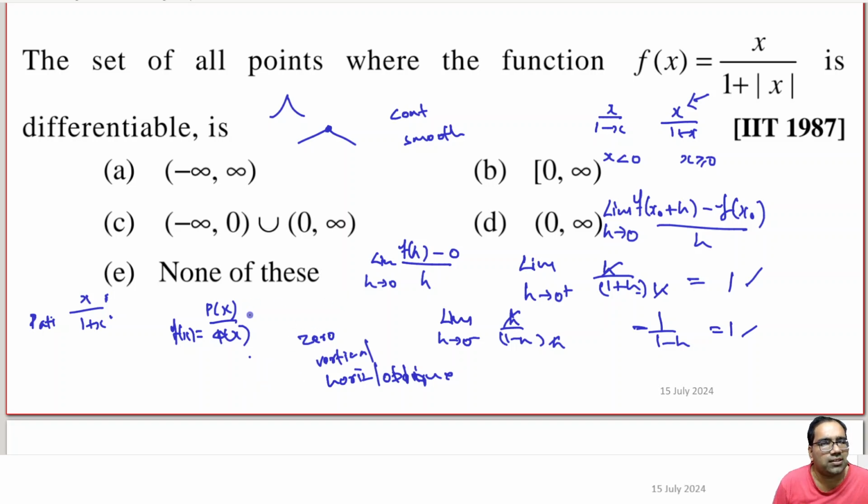Now, this function we already discussed: when the degree of numerator and denominator is the same, that means the highest power of x in both numerator and denominator are the same, then the horizontal asymptote is the ratio of coefficients of the numerator and denominator. In this case it is 1 by 1, if the function is x by 1 plus x.